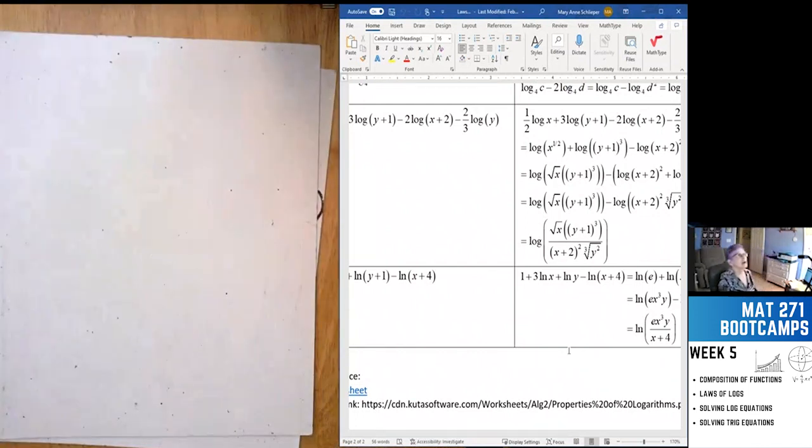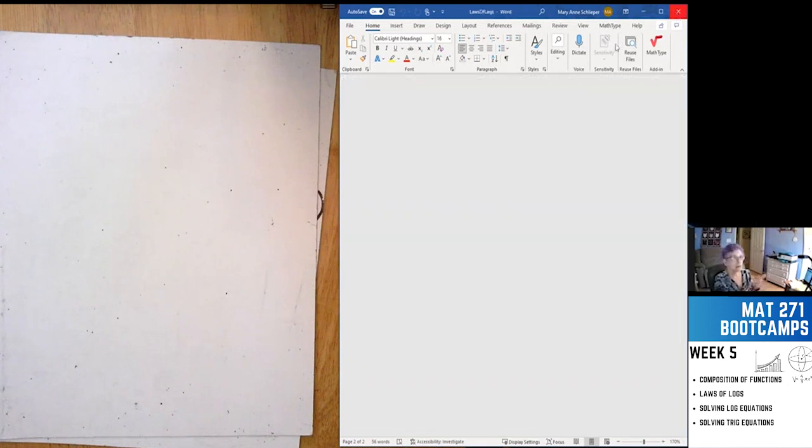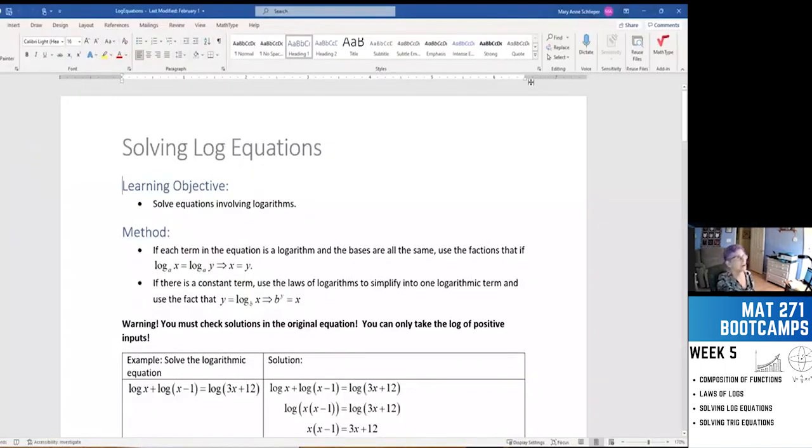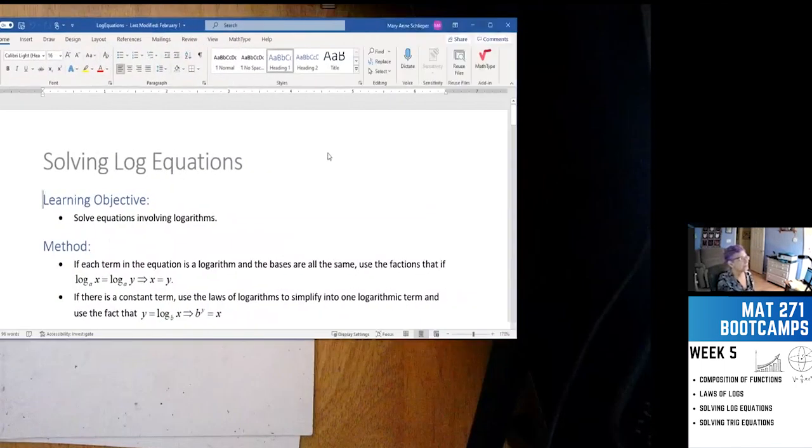Well, since we're thinking about logs, let's do some log equations, because part of what you're going to be doing is taking derivatives and setting them equal to usually 0, but every once in a while another number. So let's solve some log equations.